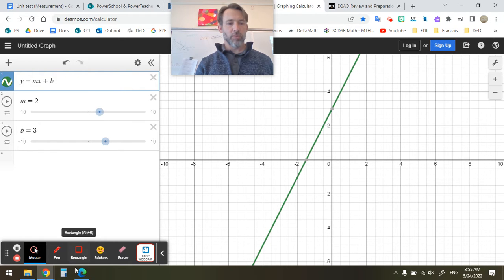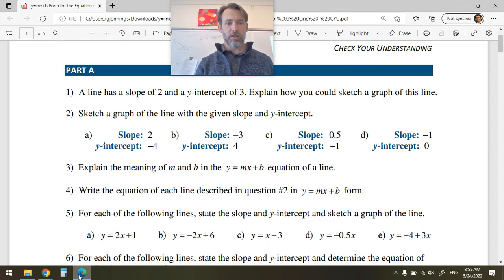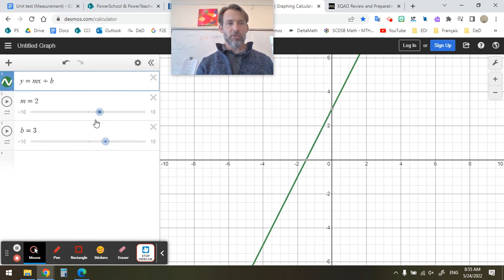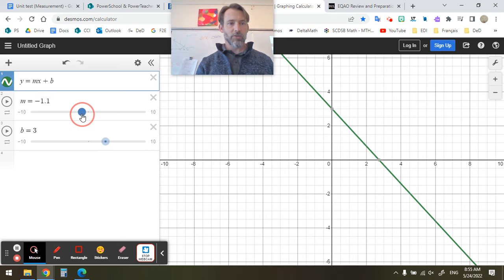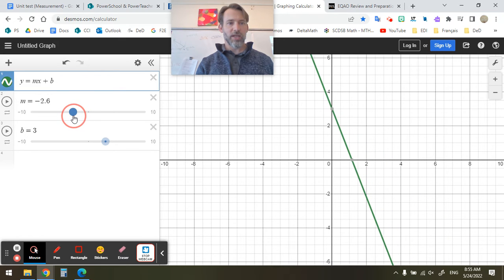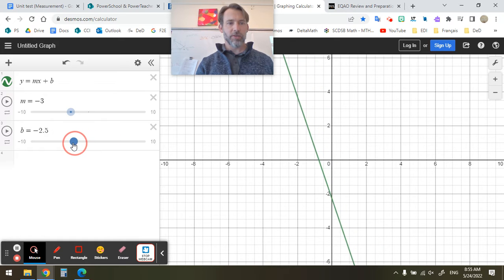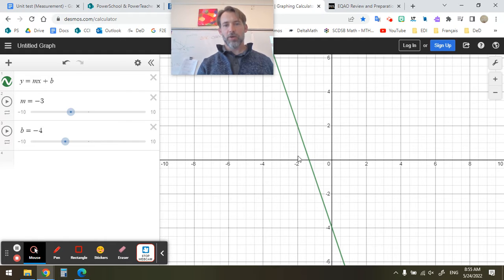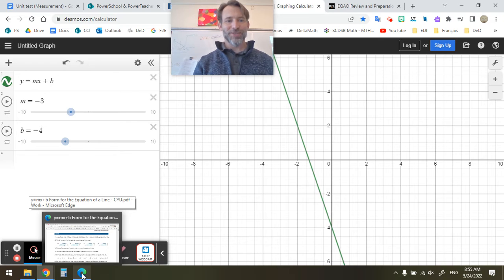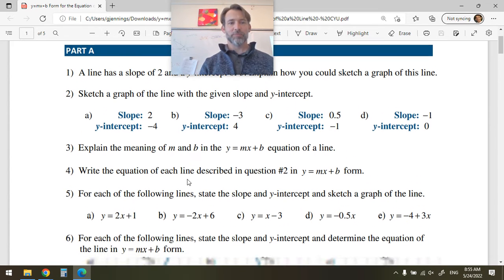Here's a slope, let's do the second one, slope of 3 and y-intercept of 4, slope of minus 3. So if I have a slope of minus 3, here it is over here. It's very steeply diving downwards. And a y-intercept of minus 4, it's down there. So there's a slope of negative 3 and a y-intercept of minus 4. You can practice in Desmos, and you can also practice on graph paper.